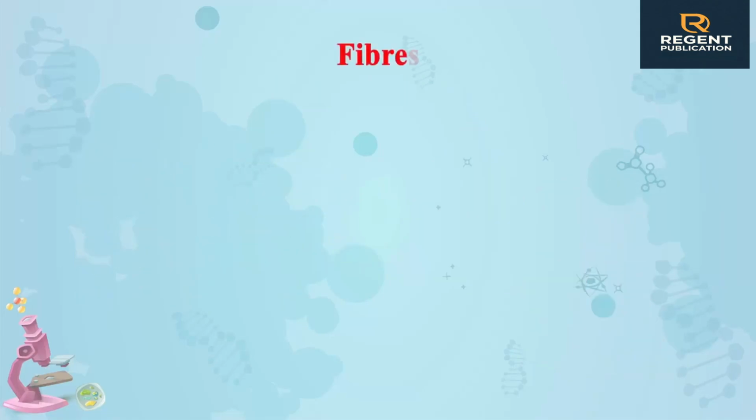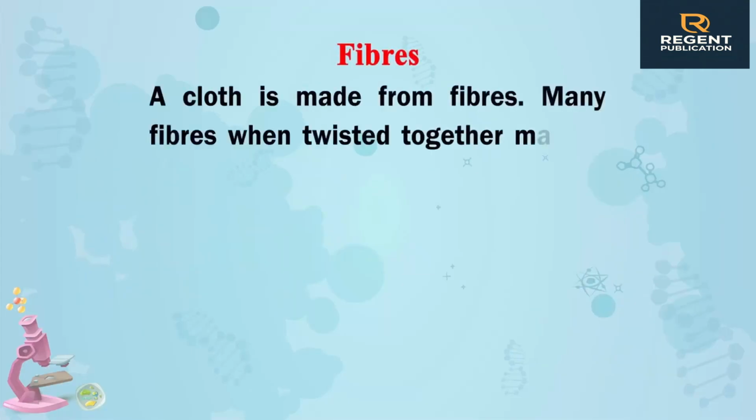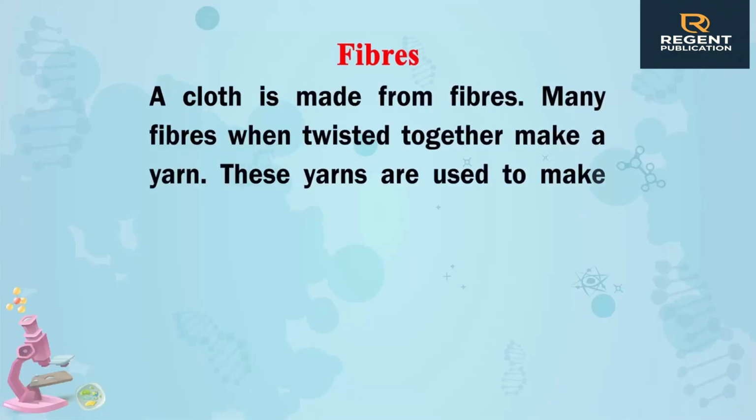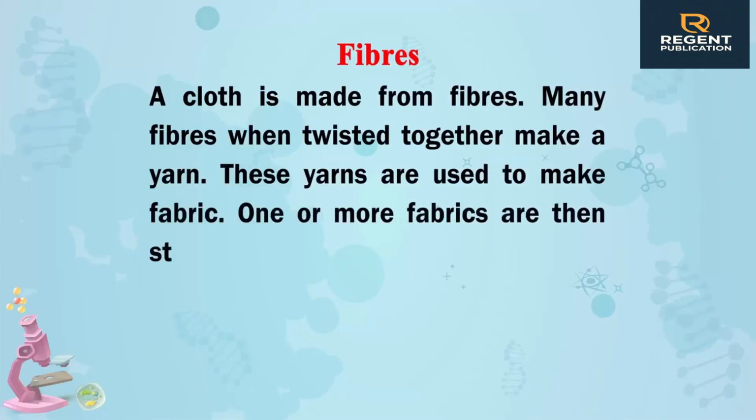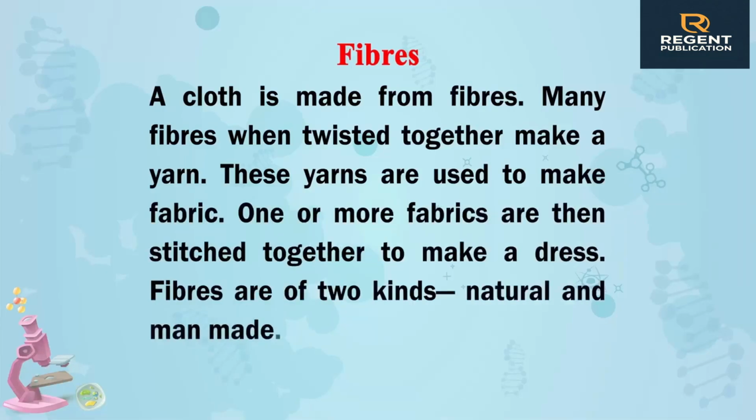Fibers. A cloth is made from fibers. Many fibers, when twisted together, make a yarn. These yarns are used to make fabric. One or more fabrics are then stitched together to make a dress. Fibers are of two kinds, natural and man-made.